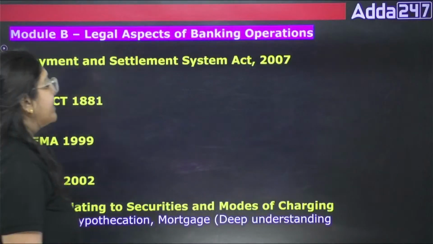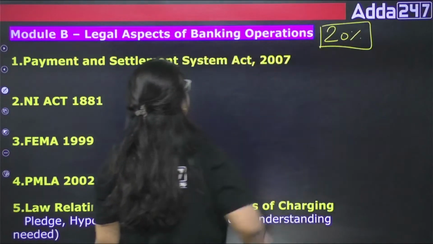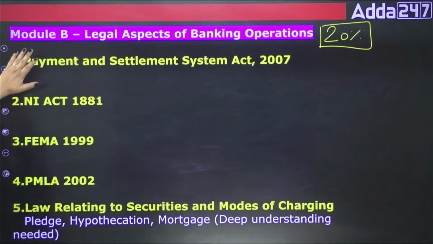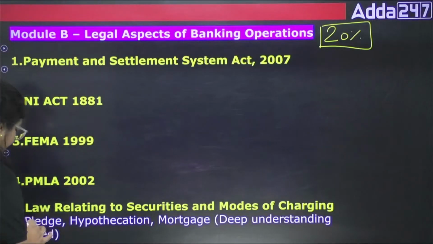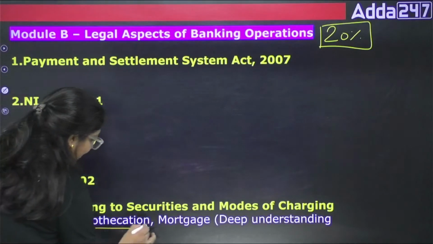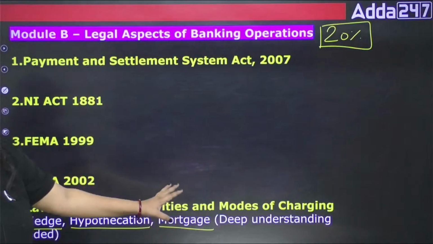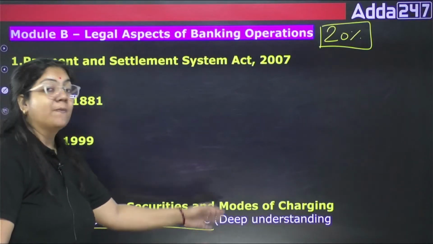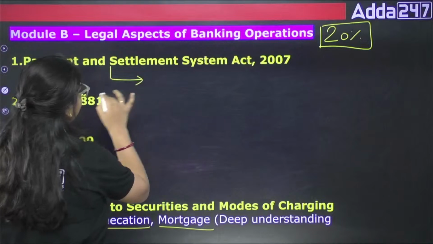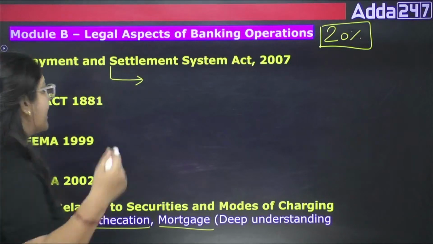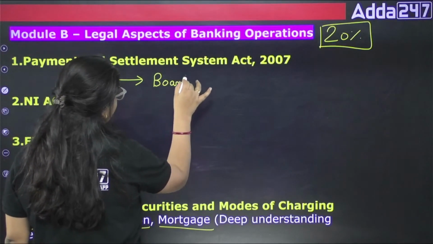Then from module B, 20% of questions come from module B. Module B has 4 acts and 2 conceptual classes. In the conceptual part, pledge is important, hypothecation is important, and mortgage needs deep understanding, because the mortgage topic is very important. You have to study the types of mortgage too. Then the Payment and Settlement System Act: you have to study the board, how many members are in the board, and what the function of the board is.